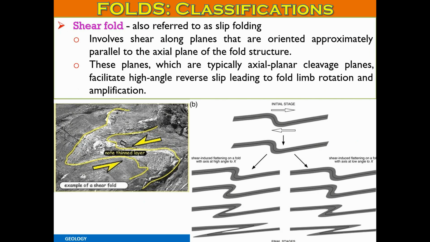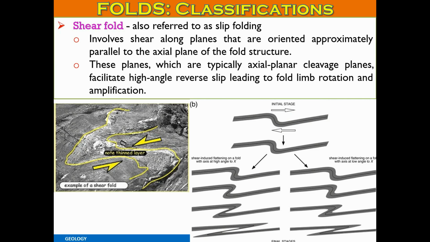Now another type of fold you can classify depending on the mechanism is the shear fold. Shearing, I hope you are familiar with. Two opposite forces you are giving, and some shear deformation is happening. So this is the initial stage, and later you will find it like this. The shear fold is also known as slip folding or the Gleitbrett folding.